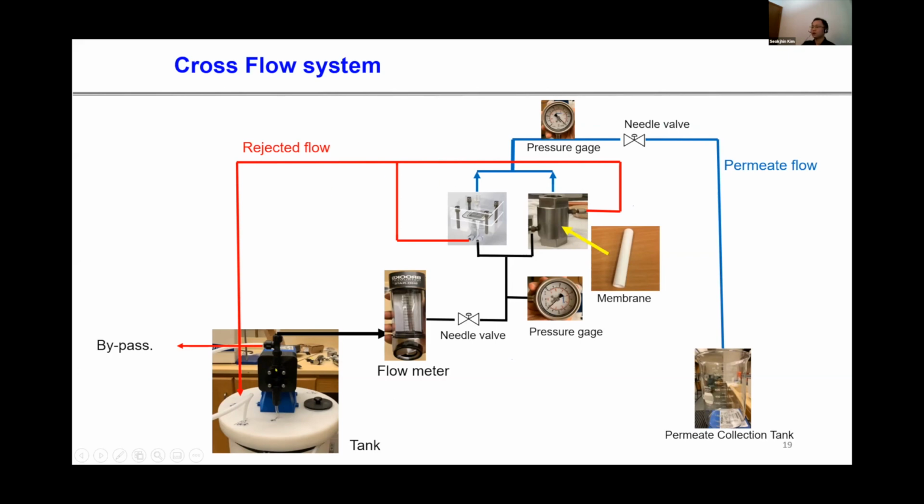So water is introduced from the tank to the membrane surface, and then the separation happens. The permeate solution goes across the membrane to the collection tank, and the rejected flow goes back to the tank. And then everything is under control. Pressure and temperature are controlled, which means it can provide a more stable, reproducible, and less fouling system on the membrane.